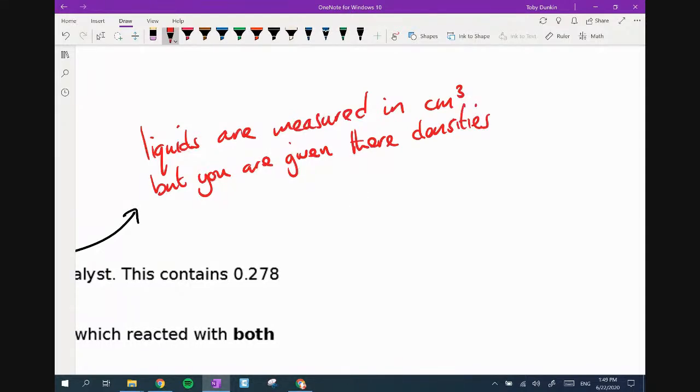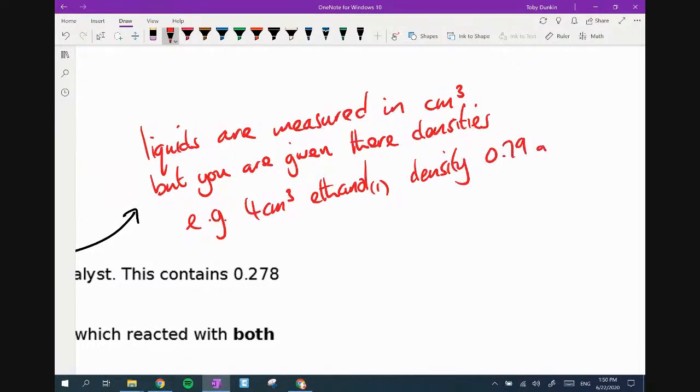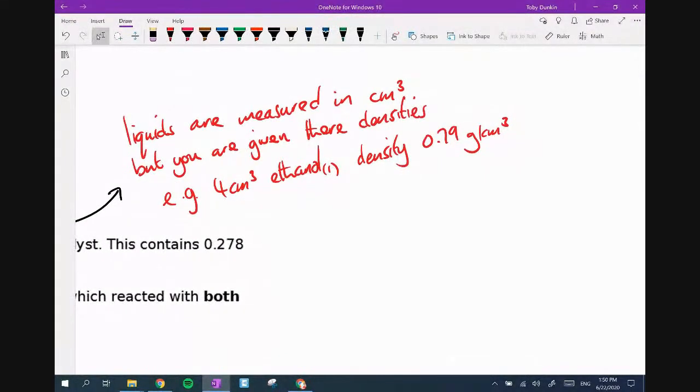Now, what this means is, for example, they would say measure out 4 centimetres cubed of ethanol liquid, and it's going to give you the density as 0.79 grams per centimetre cubed. Now what that means is you can calculate grams from this. We realise that Kc requires moles, and then usually requires you to translate that into concentration as well.